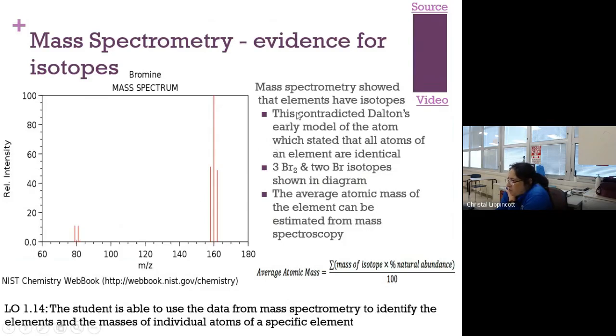All right. Mass spec shows that elements have isotopes. This contradicted Dalton's early model of the atom, which stated that all atoms are identical. Okay, we've got bromine, Br2, and 2 bromine isotopes are shown in this diagram. The average atomic masses of the elements can be estimated from this information. Okay.